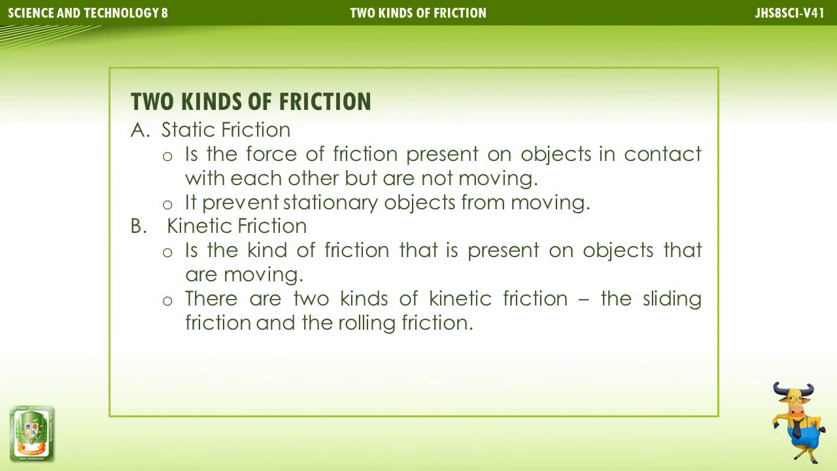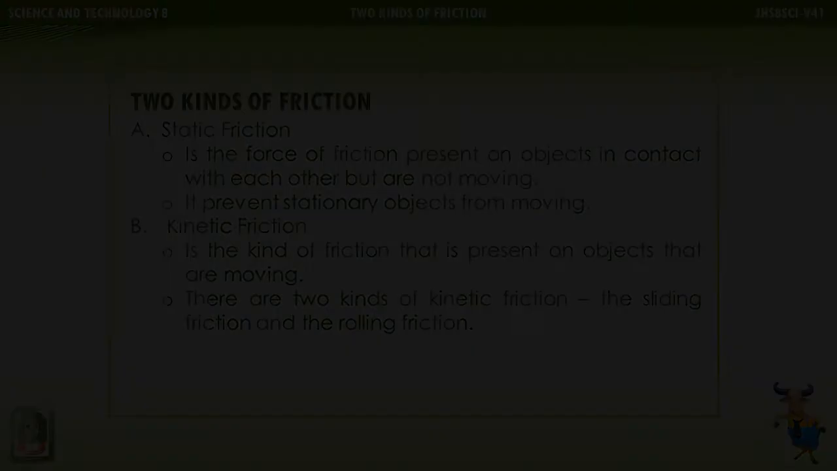Two kinds of friction. Static friction is the force of friction present on objects in contact with each other, but are not moving. It prevents stationary objects from moving. Kinetic friction is the kind of friction that is present on objects that are moving. There are two kinds of kinetic friction, the sliding friction and the rolling friction.